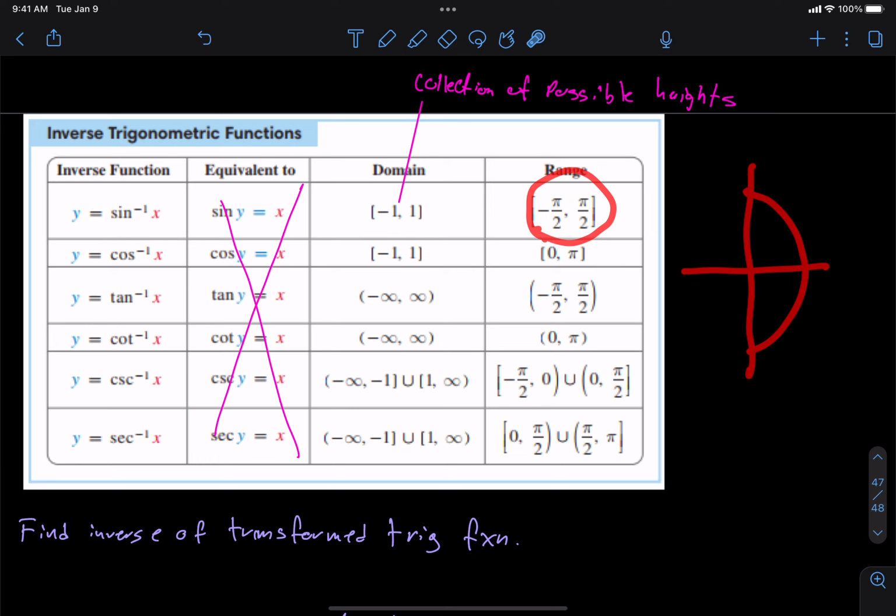Okay, so the input is going to be the height of a point on the unit circle. And the output is going to be the angle which points at that point and lives on the right half of the unit circle. So the range of the sine inverse function, it's the outputs. It's going to give us an angle between -π/2 and π/2. Okay?